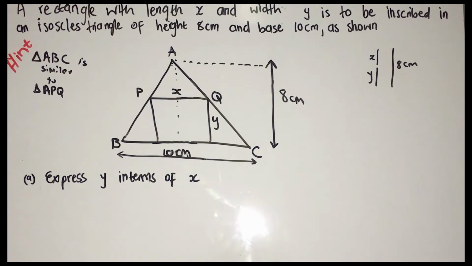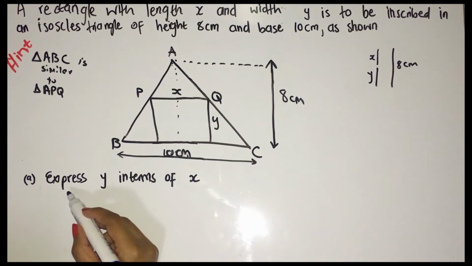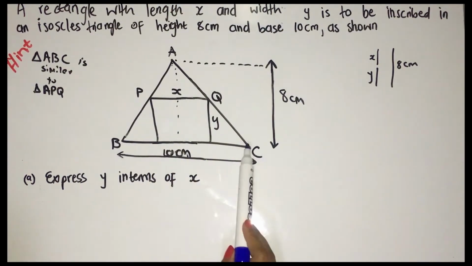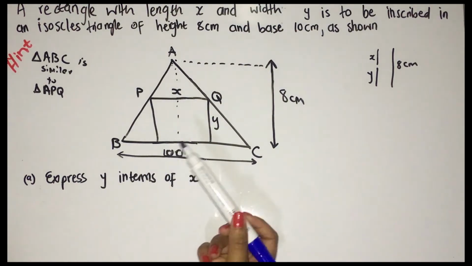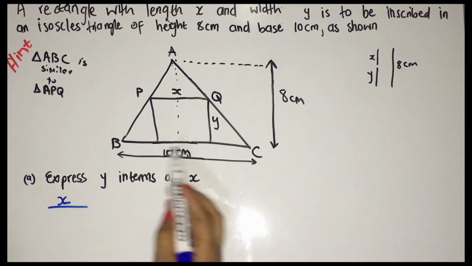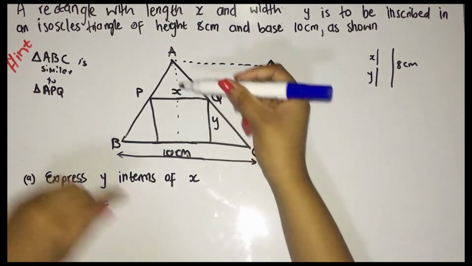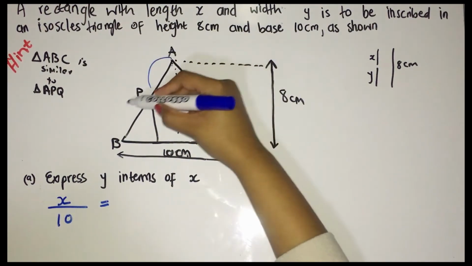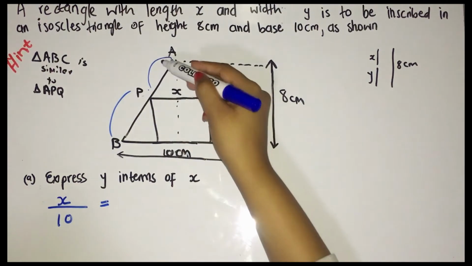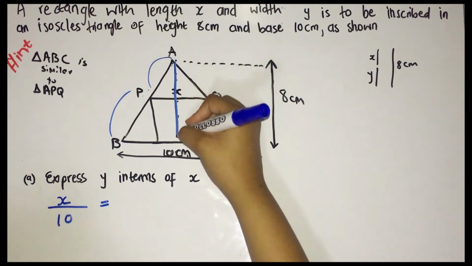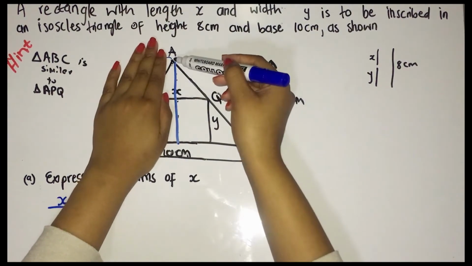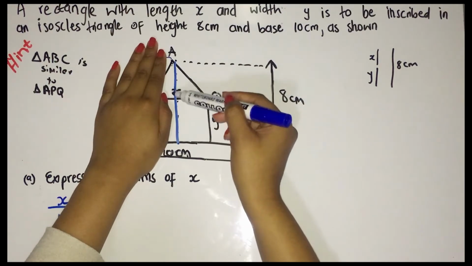So here you must use your hint and work based on the hint. As we said, PQ over BC is the same as AP over AB. So PQ is x over BC which is 10. And then we want to find AP over BC. Not necessarily this part, I'm talking about this part. So when it's AP over BC, I'm talking about this, closing this section in relation to x and y.